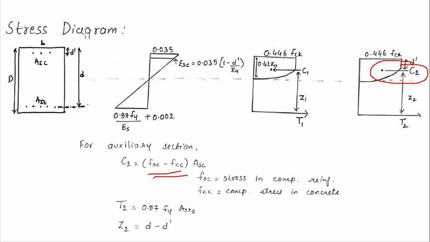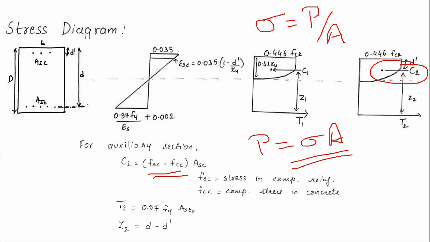So C is basically compression. We have already seen an equation, sigma equal to P by A. We have all referred to this equation. Stress will be equal to force upon area. If we make force the subject, it will be P equal to sigma into A. Sigma is stress and A is area. Here the same thing has been done.